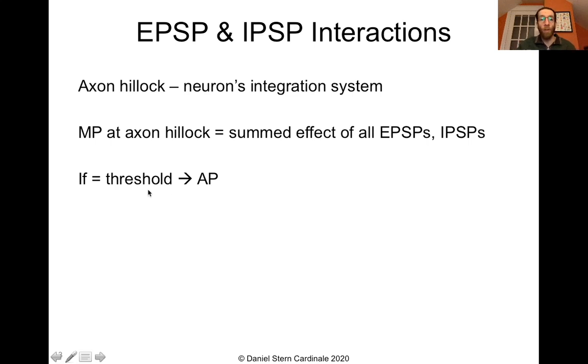If you don't reach that threshold potential, then you will not trigger an action potential, because as we talked about last time, action potentials are yes or no. You can't go halfway. So that is the process of how synapses work, specifically chemical synapses.